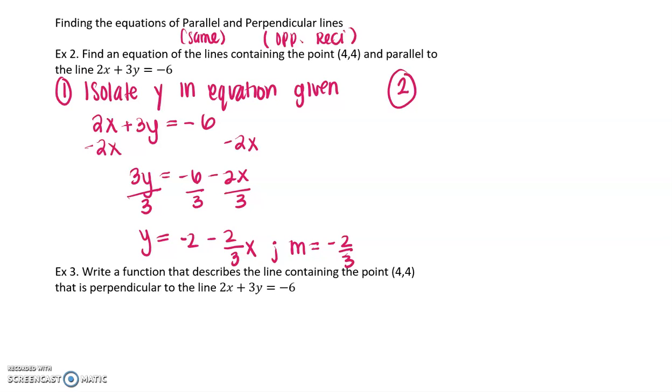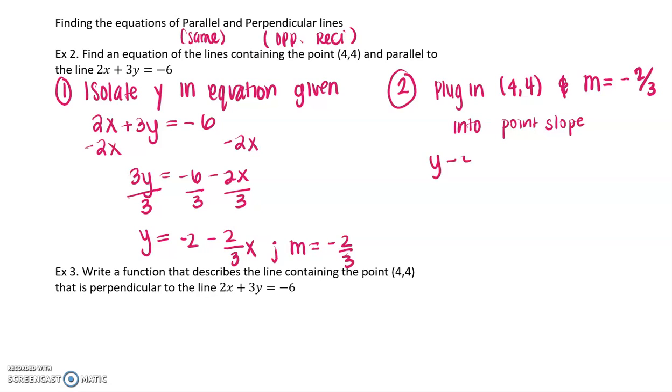So step 2 is, now that you know the slope, you're going to plug in the point that they gave you, (4, 4), and the slope that you now know from the first step into either point-slope form or slope-intercept. So we're going to do point-slope. So that's going to be y - 4 = the slope times (x - 4). And I'm going to write the general formula on the top here.